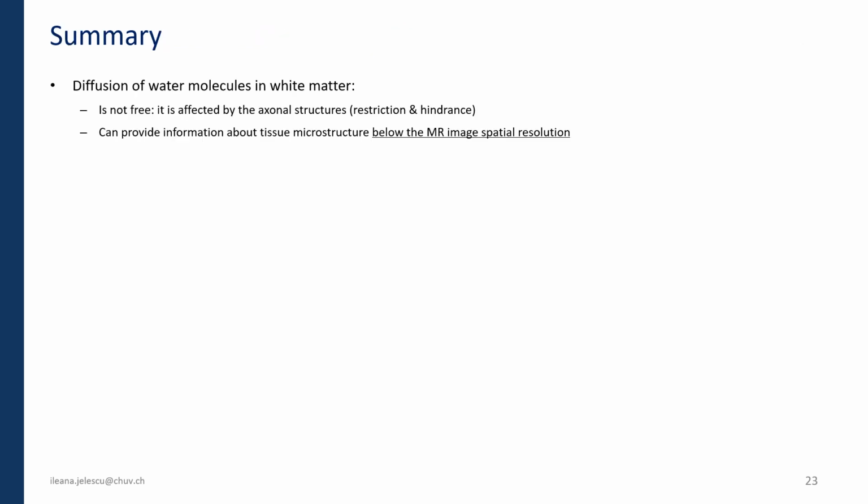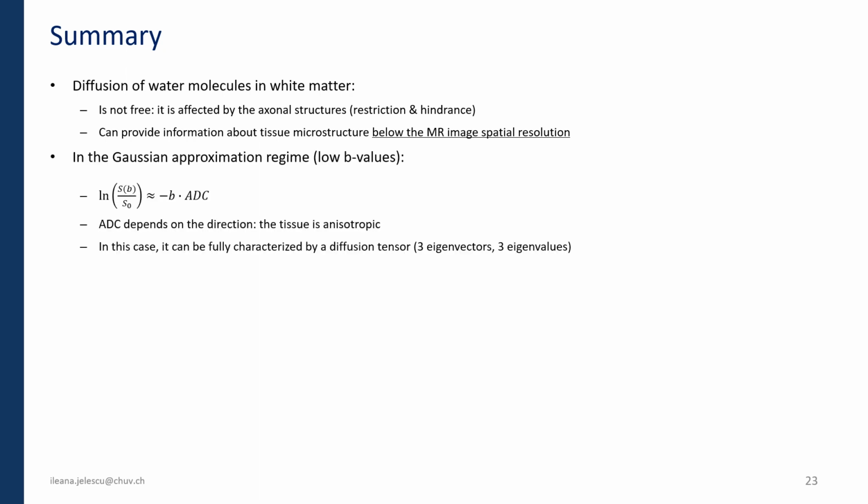So in summary, very briefly, diffusion of water molecules in white matter is not free. It's affected by the axonal structures in the form of restriction and hindrance, and it therefore provides information about the tissue microstructure below the MR image spatial resolution. In the Gaussian approximation regime, meaning low b values, I can approximate the log of the signal as a linear function in b, with the slope being the ADC, which depends on direction when the tissue is anisotropic, which is the case for white matter. And in this case, it can be fully characterized by a diffusion tensor with 3 eigenvectors and 3 eigenvalues.